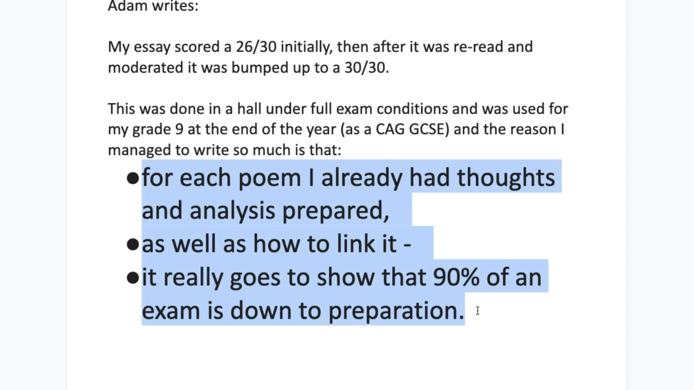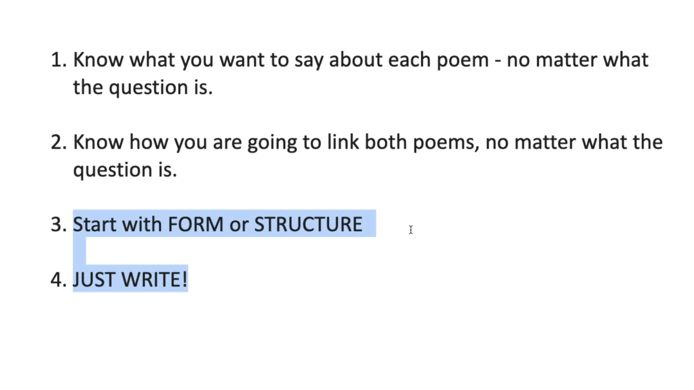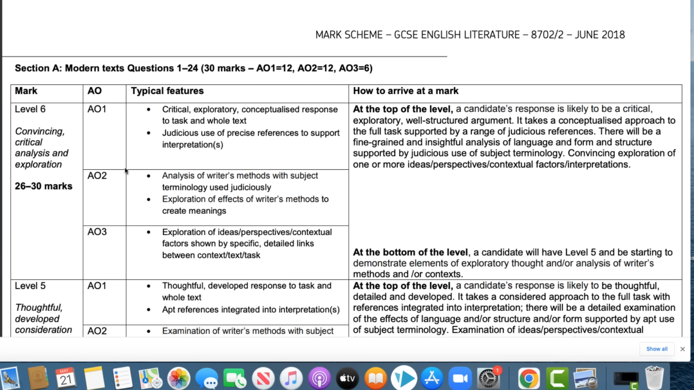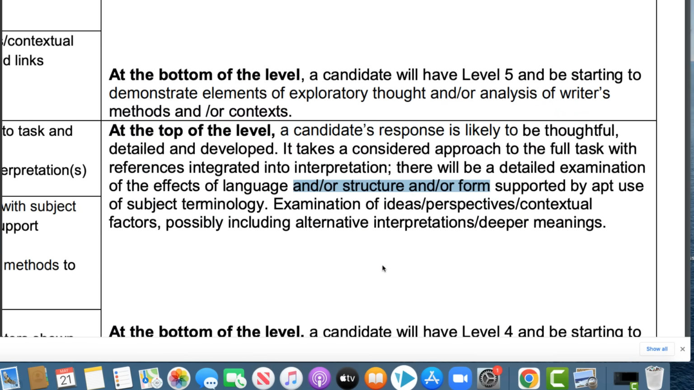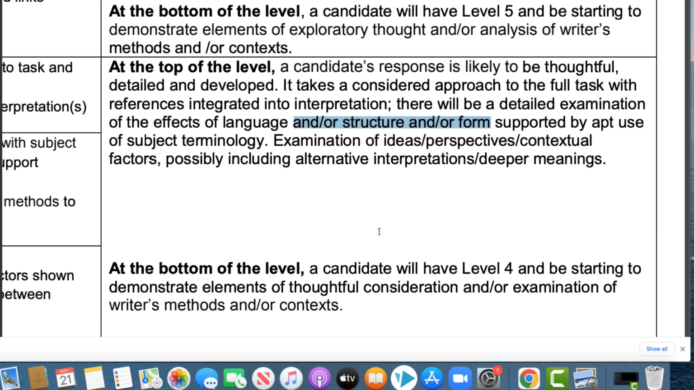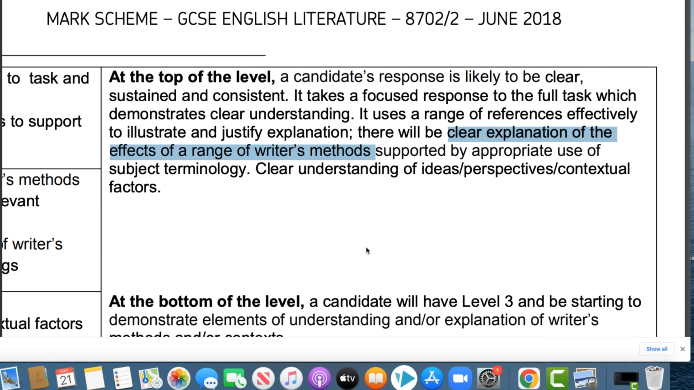I'm going to teach you some extra stuff. The extra stuff is number 3 and 4. Start your essay with form and structure, because when we zoom into level 6, we'll find this phrase. There will be a fine-grained and insightful analysis of language, obviously, but form and structure. When we drop down to the level below, students are not expected to deal with both. And when we drop below that, there's just a clear explanation of the range of writers' methods. Form and structure disappears.